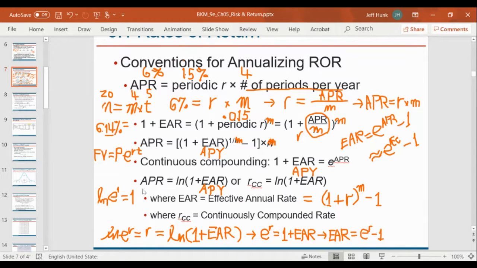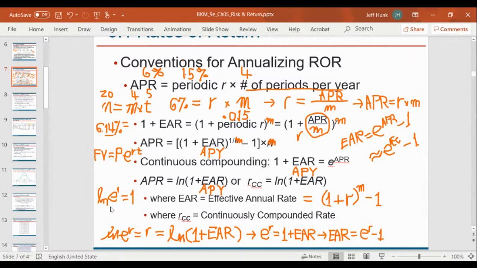And then APR, if you solve this for APR, is the natural log of 1 plus the effective annual rate, or APY. Okay, and that APR is called the continuously compounded return. Continuously compounded return.